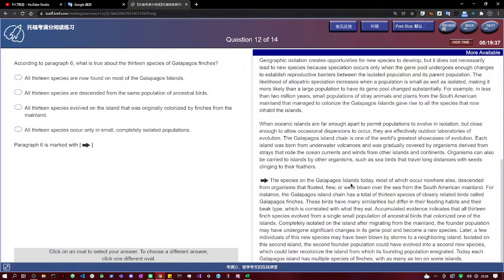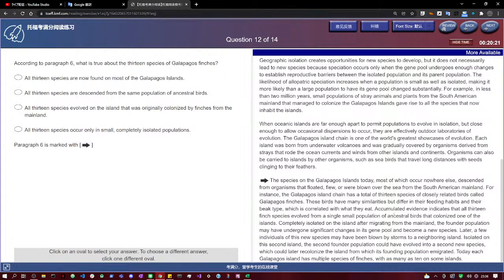Most of the species of the Galapagos Islands today are descendants of organisms that floated, flew, or were blown over the sea from the South American mainland. For instance, the Galapagos Island chain has a total of 13 species of closely related birds called Galapagos finches. These birds have many similarities but differ in their feeding habits and their beak types.